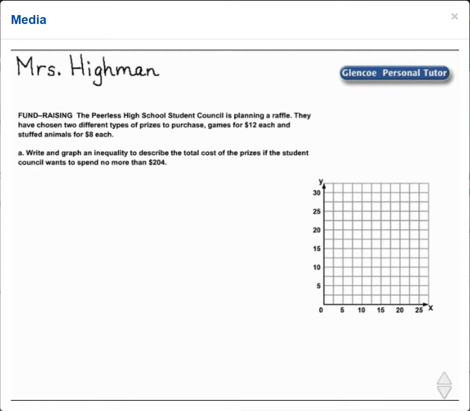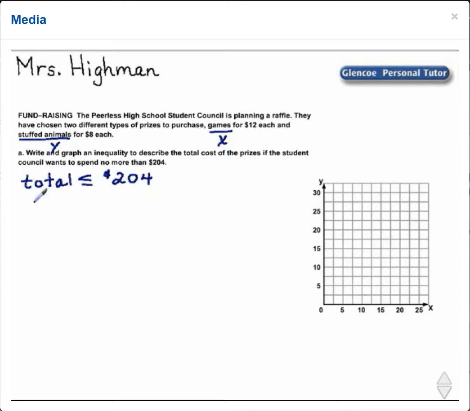Well, from the problem, we know that the total cost can be no more than $204, so that means it needs to be less than or equal to $204. And we have 2 different prizes that we're working with. Games, we'll use X to represent the number of games. And stuffed animals, we'll use Y to represent the number of stuffed animals.